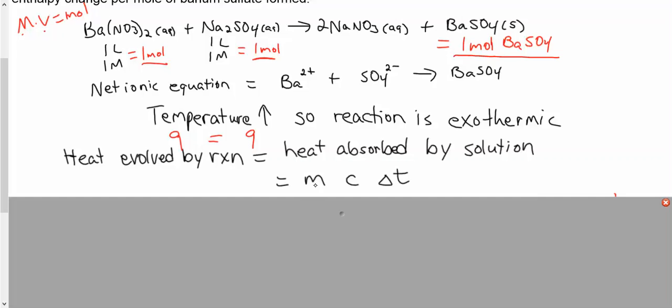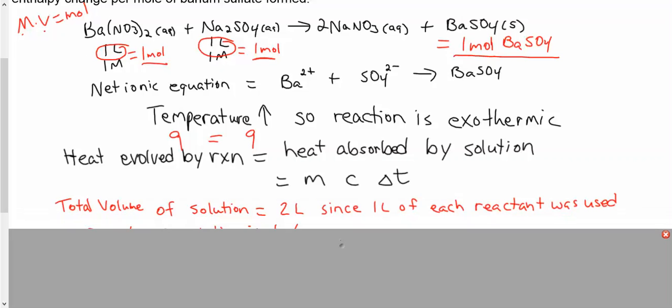So to find the mass of our solution, we need to know the total volume of the solution. We know that 1 liter of solution has a mass of 1,000 grams because 1 milliliter of water has a mass of 1 gram. They gave us in the problem that the density of this solution is 1, therefore we can assume that 1 milliliter is equal to 1 gram. We just need to know the final volume. Well, we're told that 1 liter of barium nitrate is combined with 1 liter of sodium sulfate. Therefore, we have 2 liters of solution.